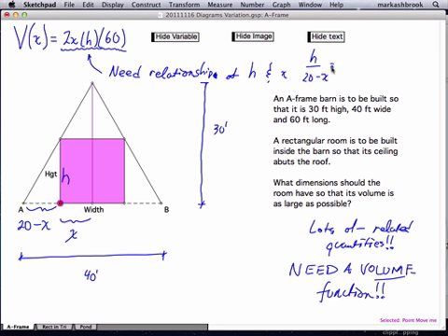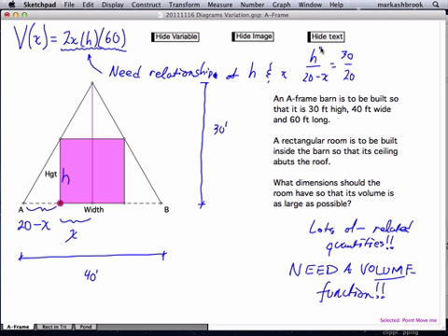That's going to be the height, which is 30 over 20, or just 3/2. The height of the entire triangle. So h over 20 minus x is the same as 3/2. Do you see it? So the similar triangles, and that relationship stays no matter how we change x, right? This side of the room will always form a triangle similar to this triangle that's half of the whole A-frame.